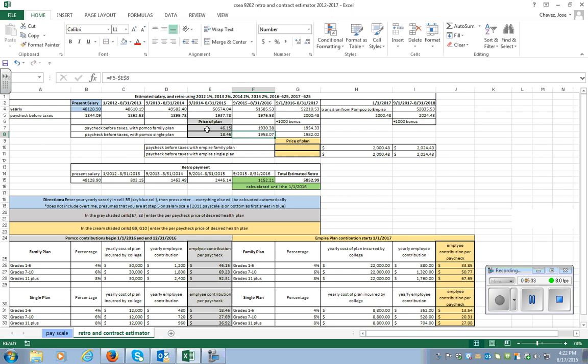So all we did is enter in that information from these gray shaded cells into cells E7 and E8. Now, as we make the transition from POMCO to the Empire plan in cells G10 and G11, we will enter in those estimated figures. So, the price of a plan for someone who's a grade 6, step 5, for a family plan will approximately be $33.85. So we'll type that in.